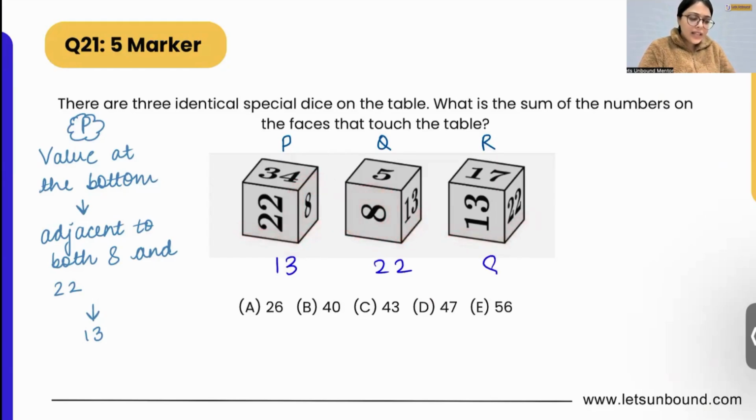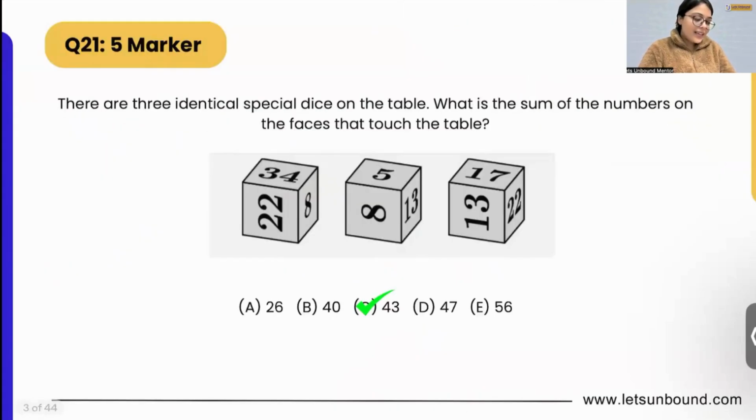And now why am I taking help of all these other dice? Because they have said these are the 3 identical special dice on the table, right? So if they're identical, that means all the 3 dice are the same, and we can take help from the other dice and get an idea of how they are related to one another. So all we have to do is just add them up. What will be 13 plus 22 plus 8? Yes, that will be 43. So option C.